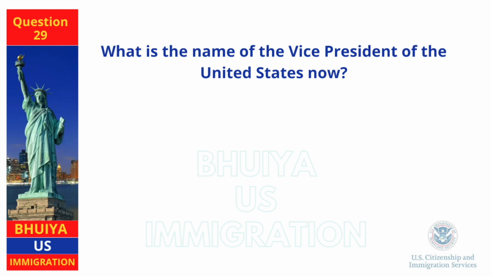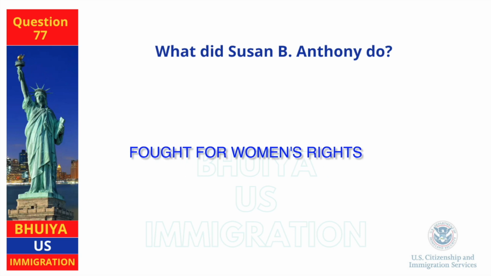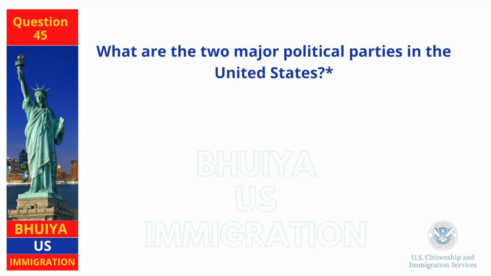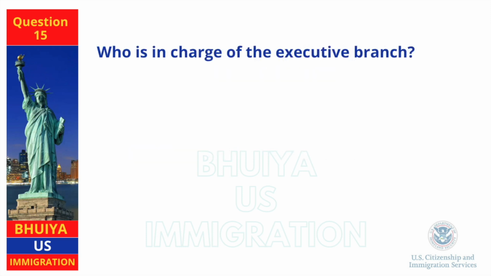What is the name of the Vice President of the United States now? Kamala Harris. What did Susan B. Anthony do? Fought for women's rights. What are the two major political parties in the United States? Democratic and Republican. Who is in charge of the executive branch? The president.